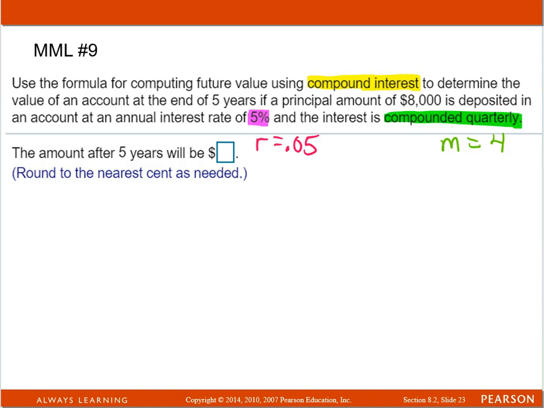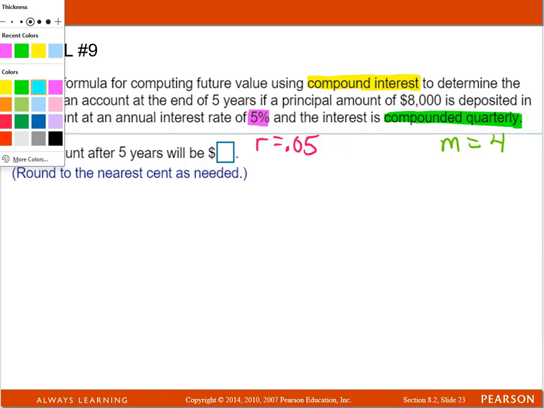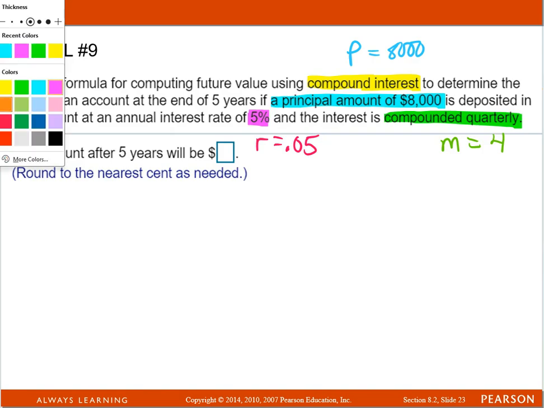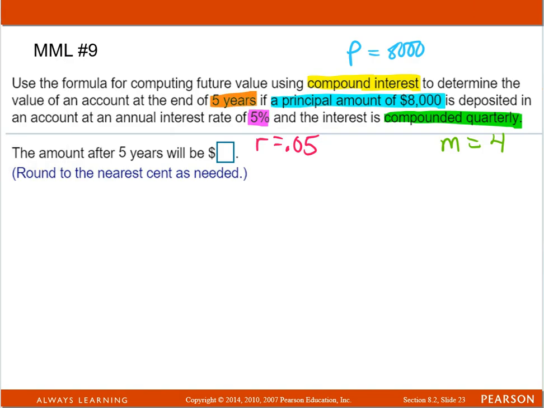And then we've got our principal, a principal amount of $8,000. So that is our P. And then I need time. Time is right here, 5 years. And we're looking for A. Now this is compound interest, so this is the most obnoxious formula that we have in this section. And it looks like this.